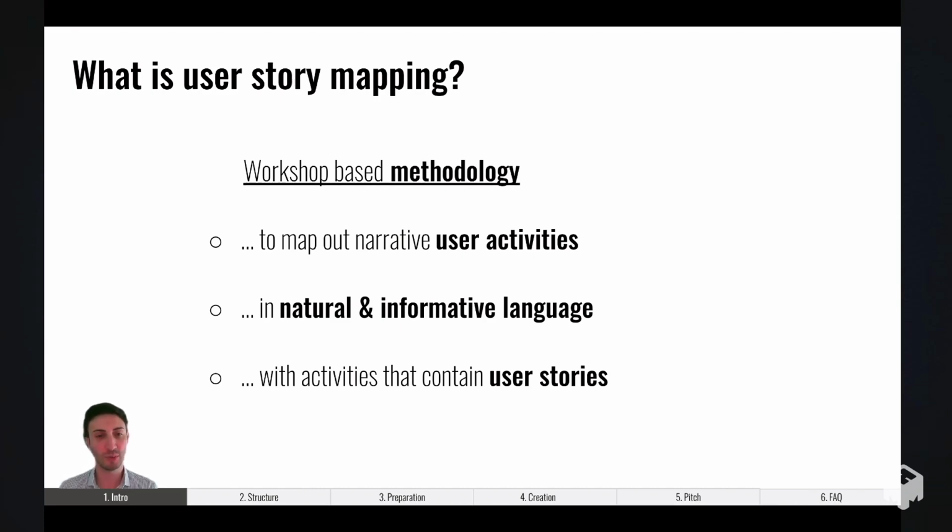What you're going to do with user story mapping is map out narrative user activities. You try to understand what the user activities can be for your future product or feature that you want to build. And the most important thing is that it's simply explained in natural language. We're not doing any rocket science. We don't want to overblow it. We simply want to understand how our customers are going to use the product, in simple language. And lastly, all these activities that our users are very likely going to do will contain user stories, or I will also sometimes call them options. That's the same in the context of user story mapping.